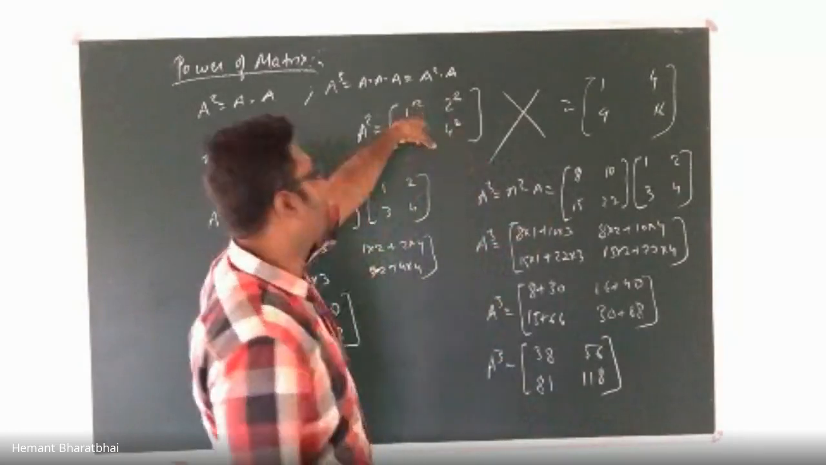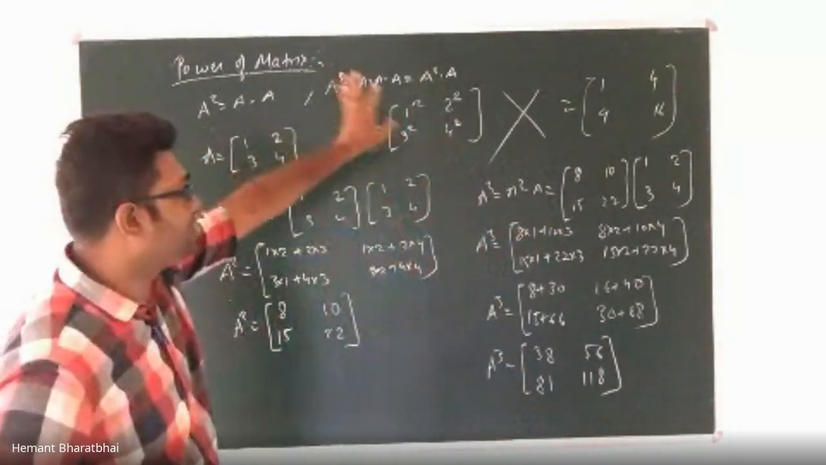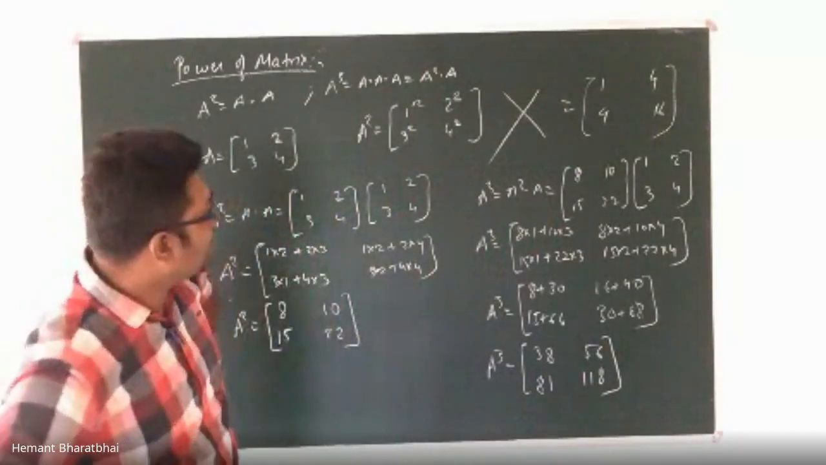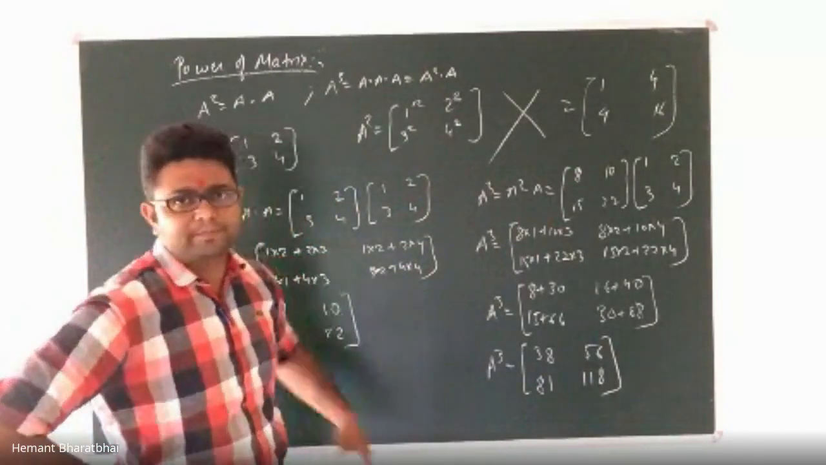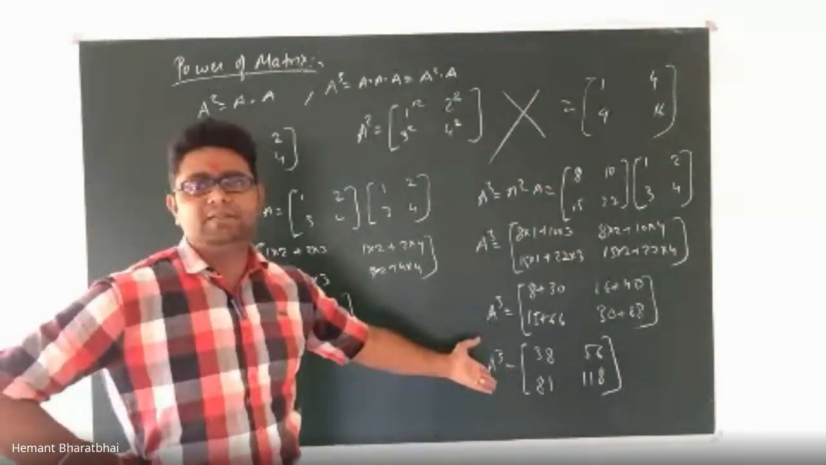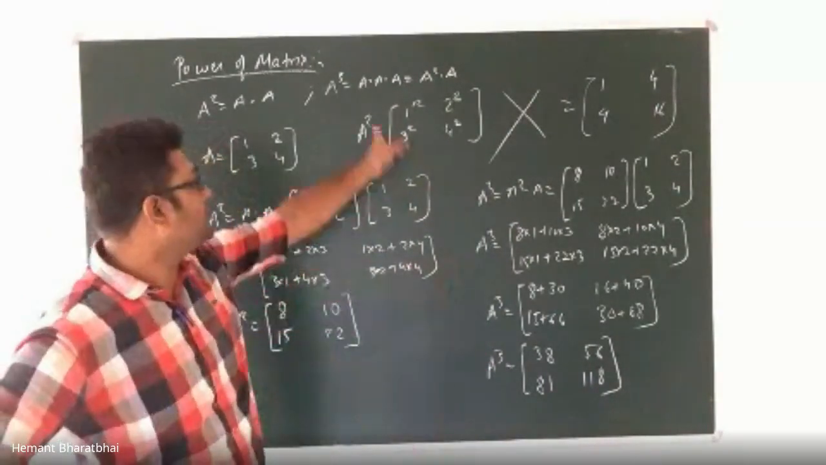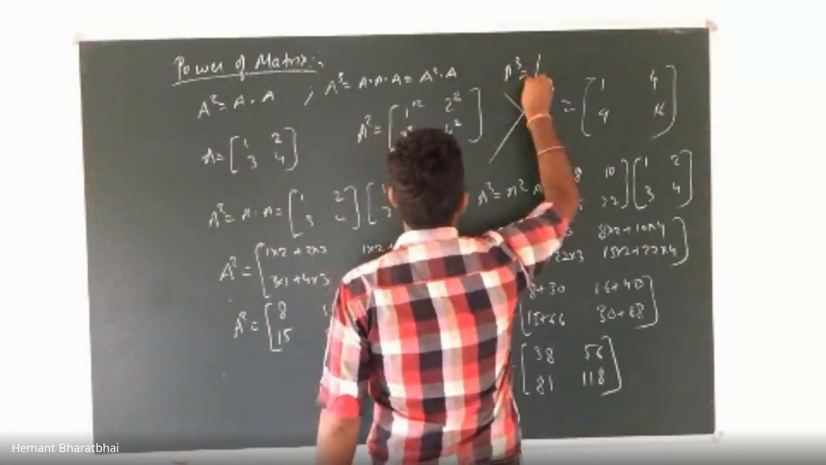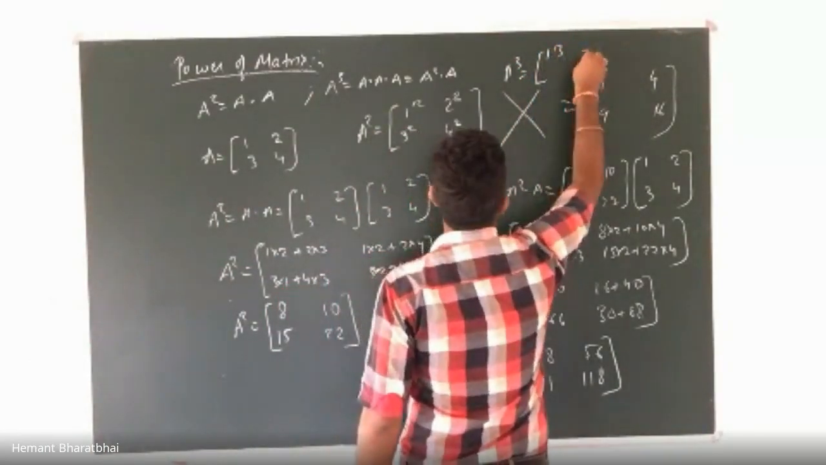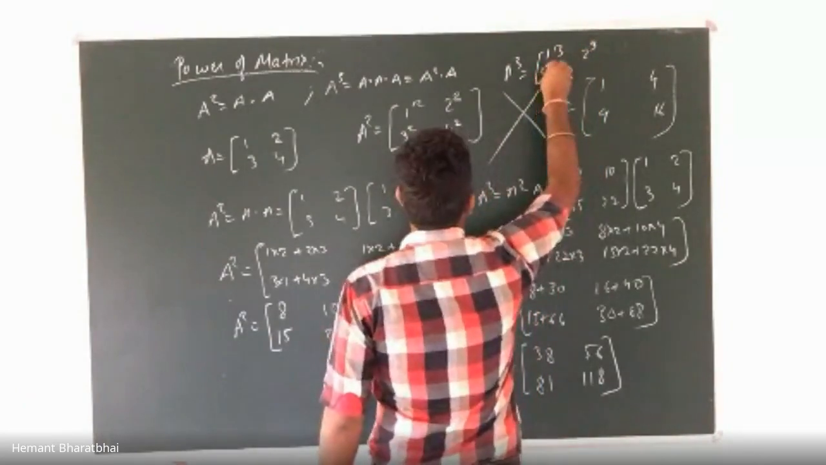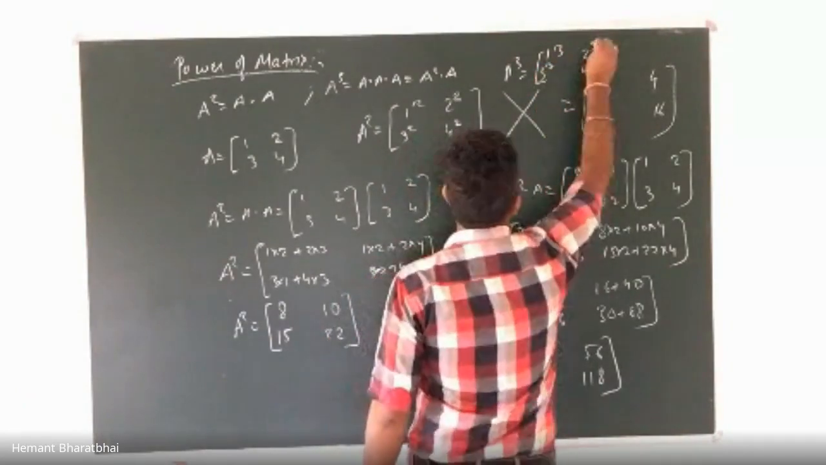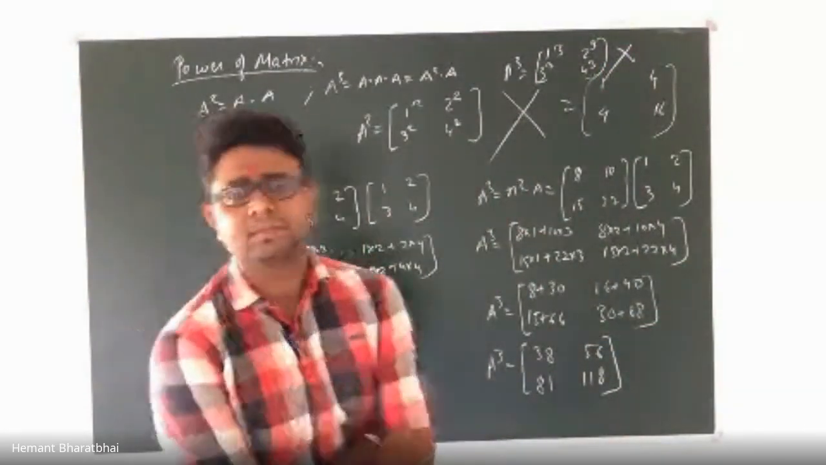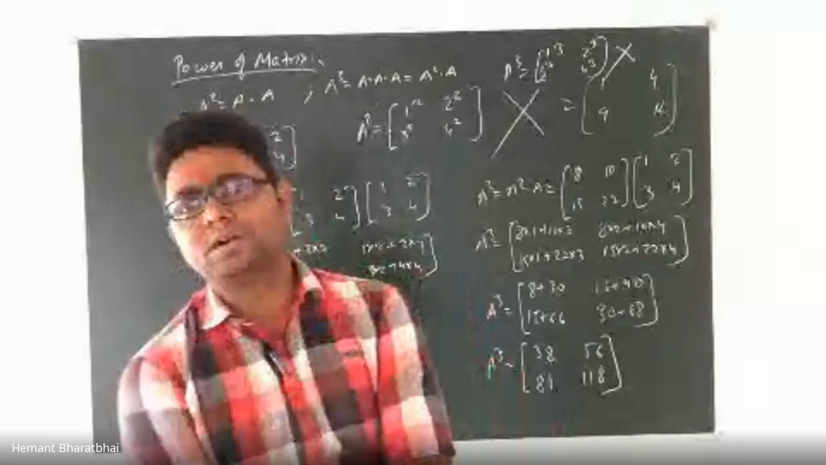If I do the cube of all the elements, I am going to get 1 cubed will be 1, 2 cubed will be 8, 3 cubed will be 27, and 4 cubed will be 64. So we are not coming anywhere near this. And therefore, when it is A cubed, you are not going to cube all the elements. If you do this, you are not going to get the answer. Okay, so this is what I wanted to show you.